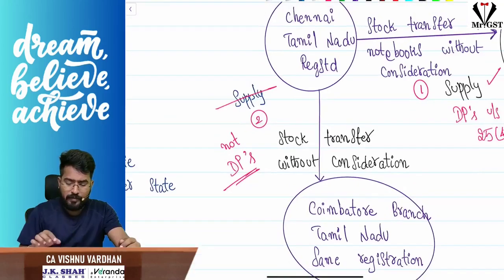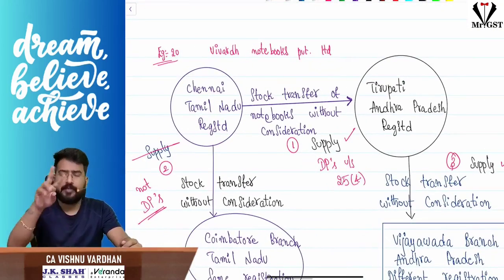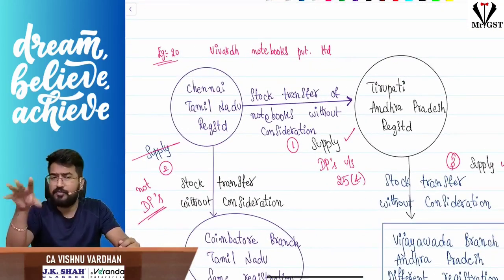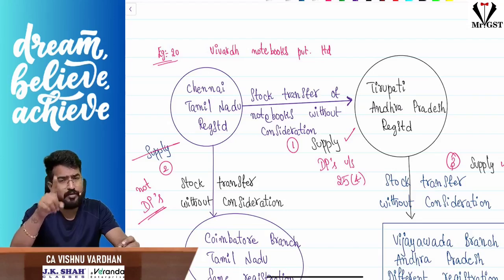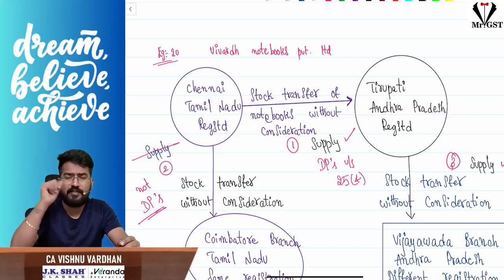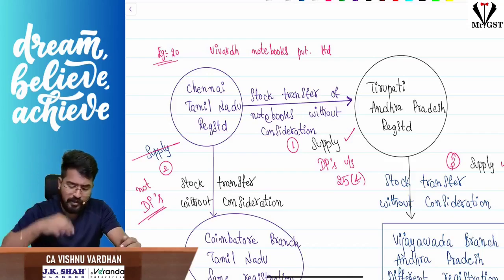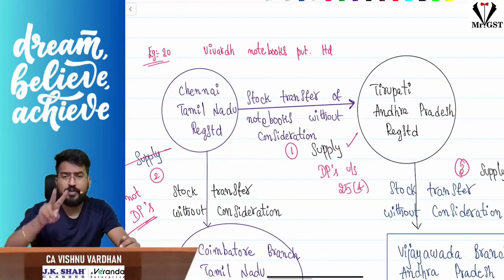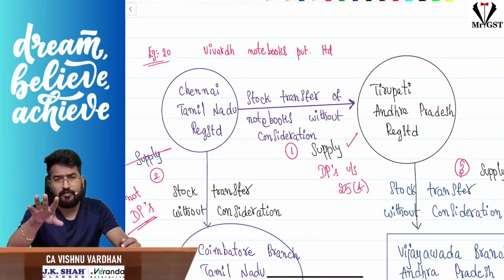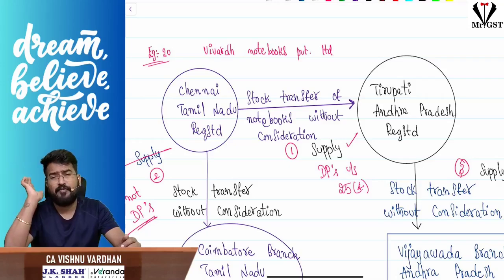So if you look here, Chennai to Tirupati, both are belonging to Vivad Notebooks Private Limited. Chennai, Tamil Nadu registered, Tirupati, Andhra Pradesh registered. Both are having separate registrations, but both are belonging to Vivad Notebooks Private Limited. Now, as I told you, 25 subsection 4 needs two different registrations. Here we have two different registrations. Between them, they are doing stock transfer without consideration. Still, we call it supply because there are two different registrations. 25 subsection 4, same state or different state, it doesn't matter. So they are distinct persons. Anything happening between them without consideration is a supply.